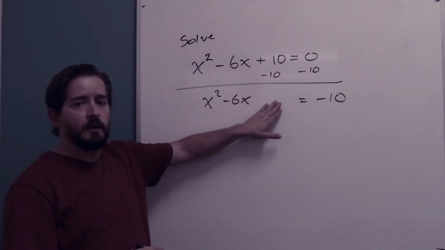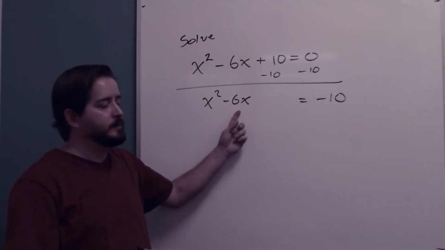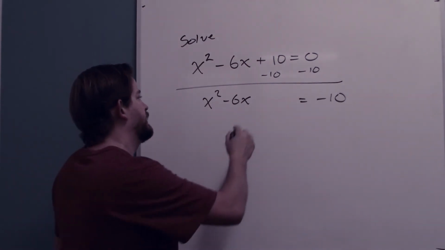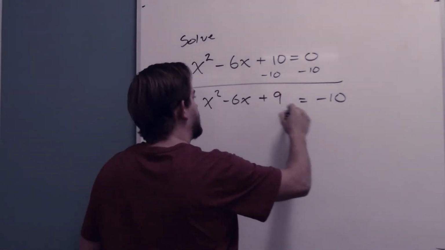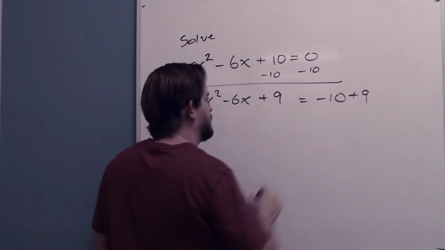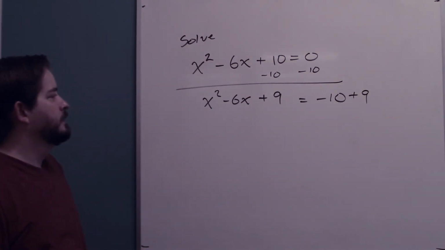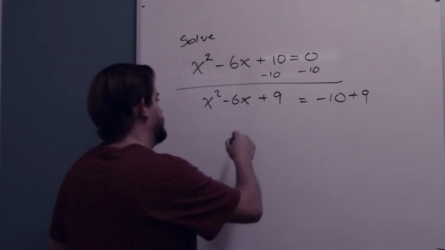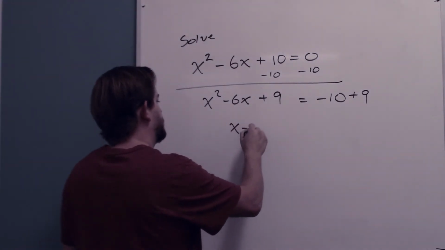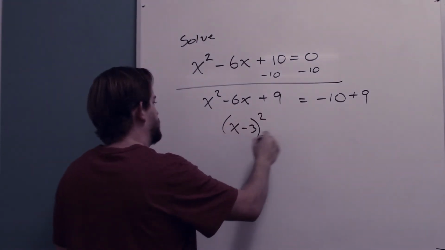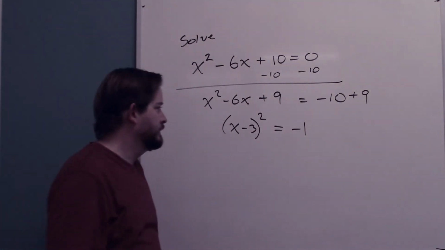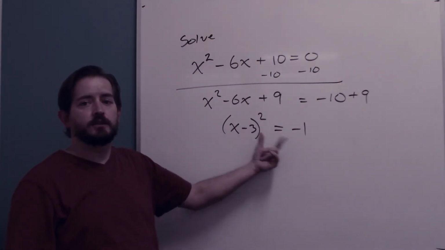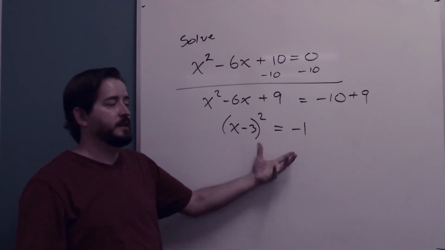The number that I want here is the square of half of this middle number. So half of this is negative 3, square it is 9. That's what I want here, plus 9, and I'll add 9 to the other side. That way the left-hand side is a perfect square, x minus 3 squared. I have a squared number on the left equals a negative on the right. There's your indication that there's going to be a complex value here.